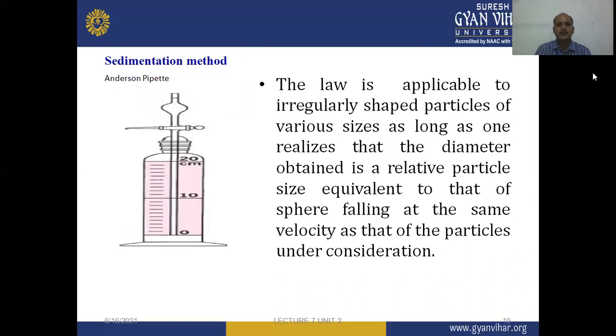The law is applicable to irregularly shaped particles of various sizes, as long as one realizes that the diameter obtained is a relative particle size, equivalent to that of the sphere falling at the same velocity as the particles under consideration. As we discussed in our previous lectures regarding the equivalent spherical diameter, if the rate of sedimentation of an asymmetric particle is equal to the rate of sedimentation of a spherical particle, then the diameter of the spherical particle will be the equivalent Stokes diameter for the asymmetric particle.